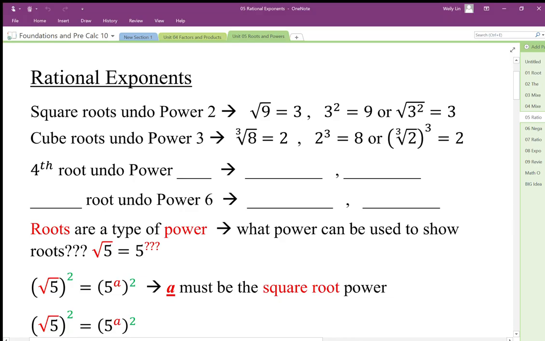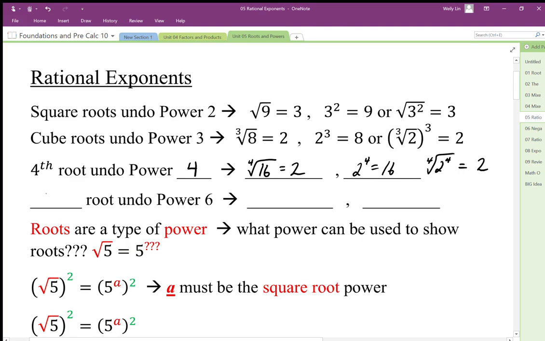So in general, we can say that a fourth root undoes powers of 4. For example, we can have the fourth root of 16. That's going to be equal to 2. And we can show that 2 to the power 4 equals 16. And we know that that power 4 can be undone by a fourth root.